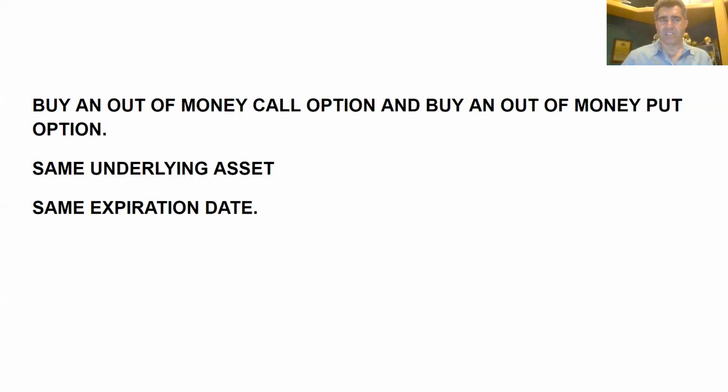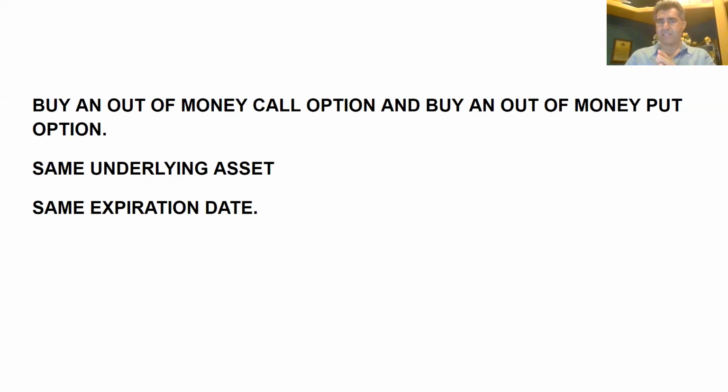The problem with the straddles was that they were at the money, and at the money options are expensive. When you buy both call and put at the same time, you have to put in a higher amount of premium. What the strangle does, and I don't want to call it the poor man's straddle, is work on exactly the same concept. You're working on a strategy where you think volatility is going to play a big role, so you don't know which way it's going to go.